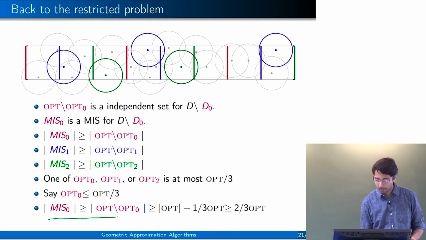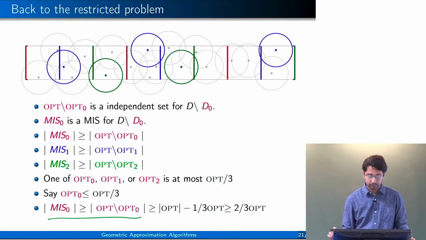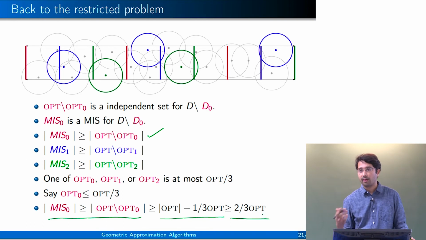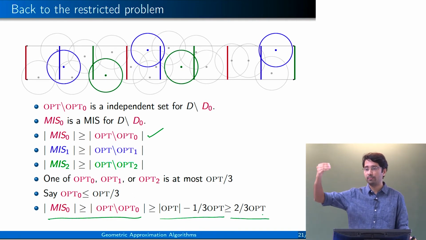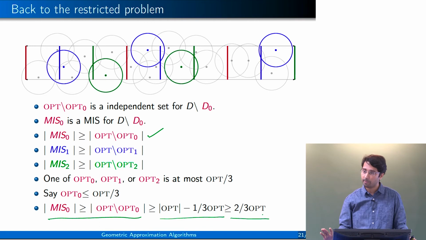MIS 0 is greater than opt minus opt 0 from here, right, and opt 0 is at most 1/3 of the opt. So, MIS 0 is at least 2/3 of the optimal solution. So, what have we done? We have reported the maximum of MIS 0, MIS 1 and MIS 2, that also has to be greater than 2/3 of the opt, right. Are you with me?